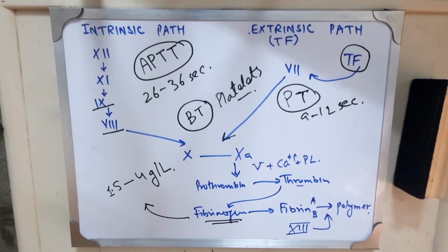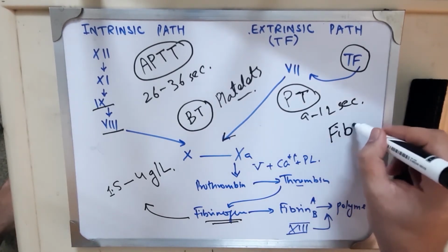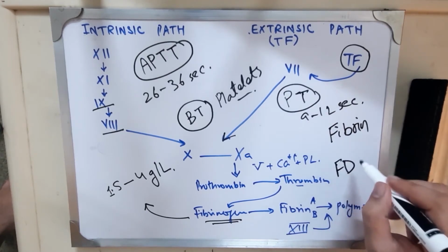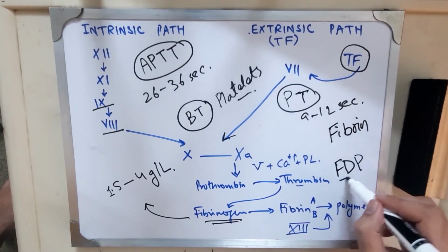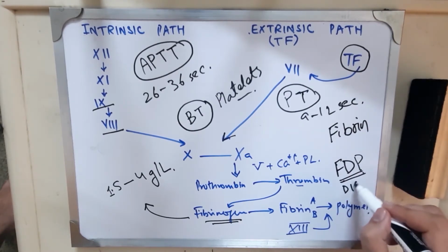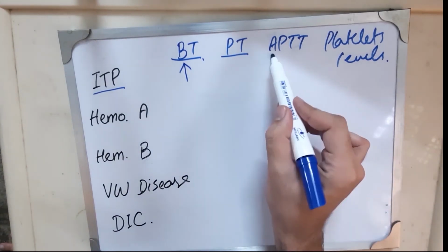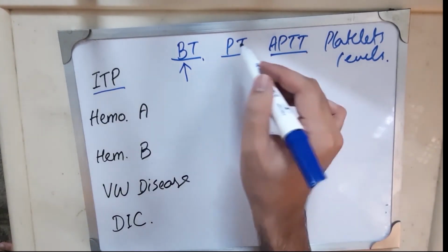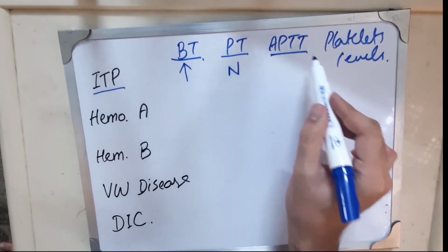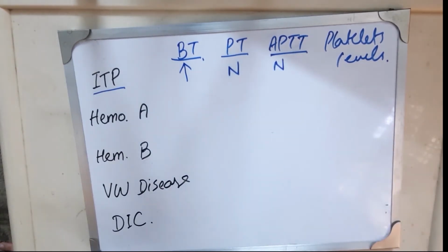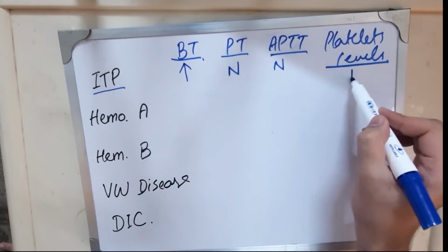Moreover, the fibrin clot is degraded into fibrin degradation products by fibrinolysis. We can also check these fibrin degradation products in DIC. In immune thrombocytopenic purpura, BT, bleeding time, checks platelet function, so bleeding time will be prolonged. All clotting factors are normal in immune thrombocytopenic purpura, so prothrombin time and activated partial thromboplastin time will be normal. Platelets are destroyed by the spleen, so the platelet level will be decreased.